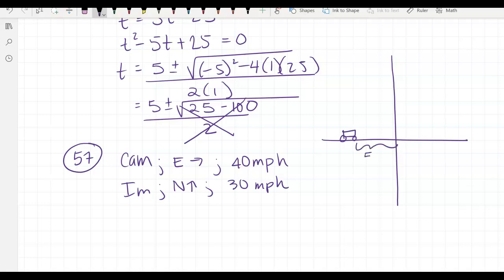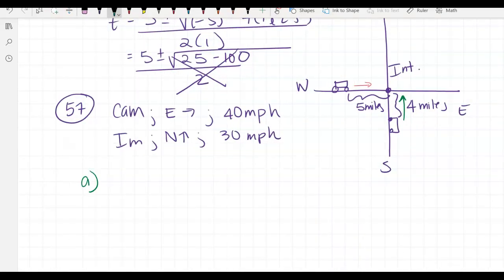All right, so this is 5 miles. The Impala is down here. This is 4 miles, okay? All right, here's the intersection. North, south, east, and west. The Camry is going this way. The Impala is going that way. Part A: find parametric equations that model the motion of the Chevy and the Camry.